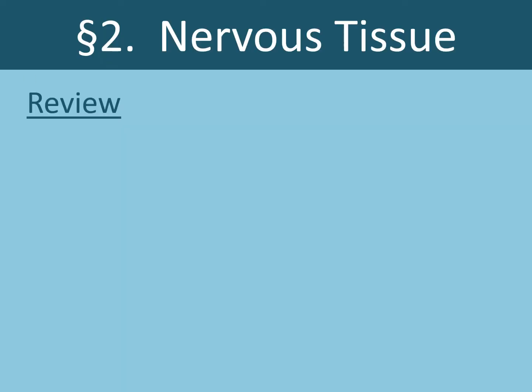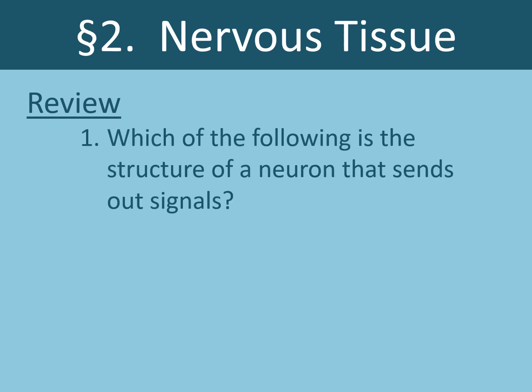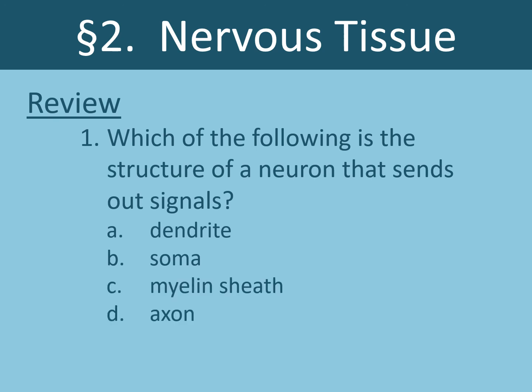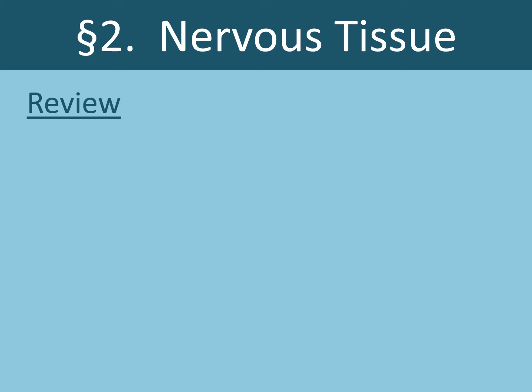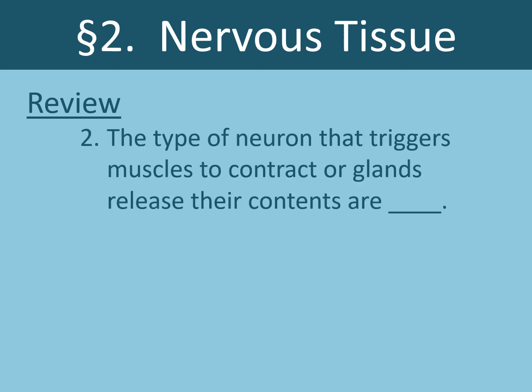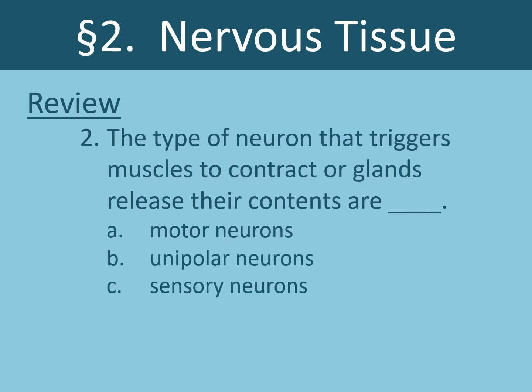Now it's time for a few review questions to see what you've learned. Number 1. Which of the following is the structure of a neuron that sends out signals? Is it a dendrite, the soma, myelin sheath, or axon? Question number 2. The type of neuron that triggers muscles to contract or glands to release their contents are blank. Is it motor neurons, unipolar neurons, sensory neurons, or bipolar neurons?